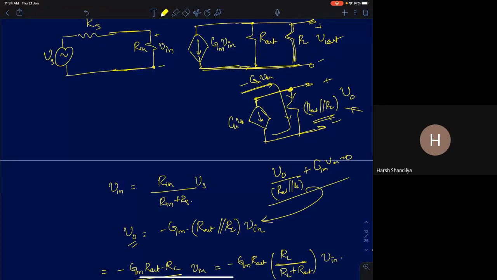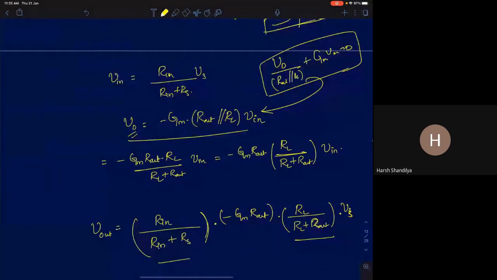And in exams, now that all exams are open book, we don't even expect you, even in your on-campus exams, to write KCLs and KVLs fully. Even if you wrote it by intuition, we are fine with that. So your output voltage is written in this format.